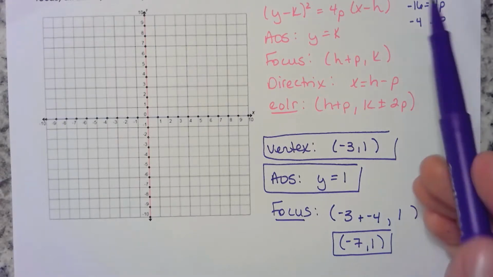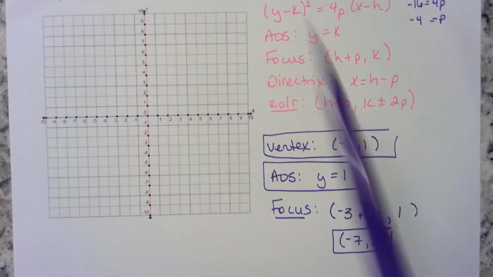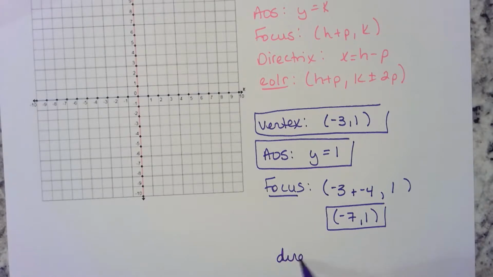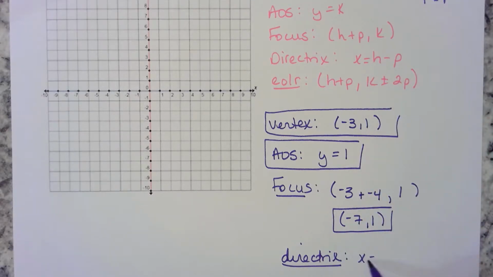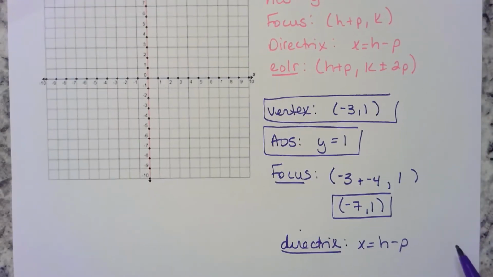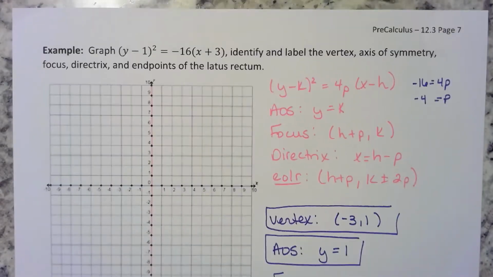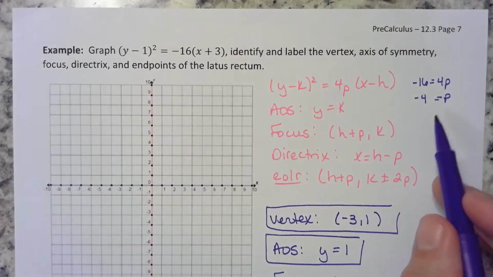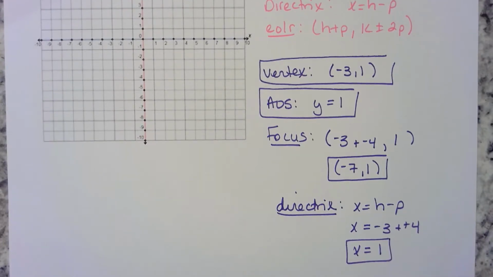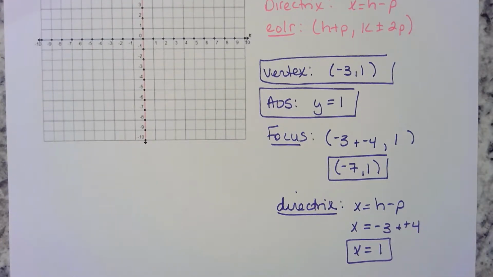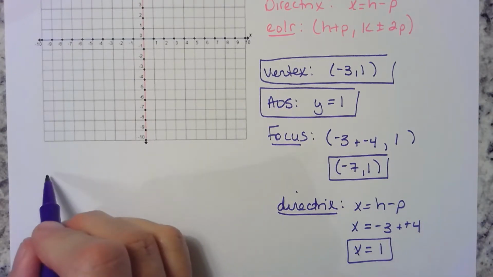What else do we need to know? Directrix. The directrix is x equals h minus p. Well, that's x equals, h is negative 3, p is negative 4. Negative 3 minus negative 4 is going to be x equals 1. That's our directrix.